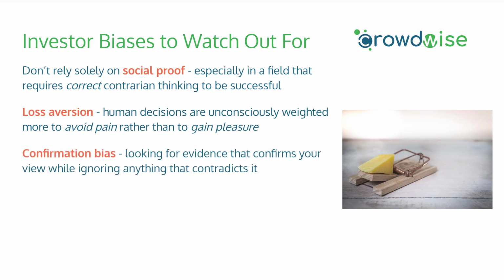Confirmation bias. When you're doing your due diligence and screening in startups, you need to be looking at all the evidence and making sure that you're not only looking for evidence that's confirming your view while ignoring anything that contradicts it. This is a subconscious human behavior, and so there's no way to completely remove it, but being aware of it can help you to do better in your screening.